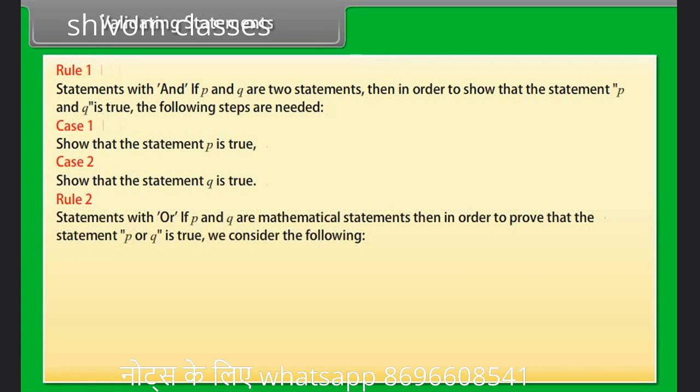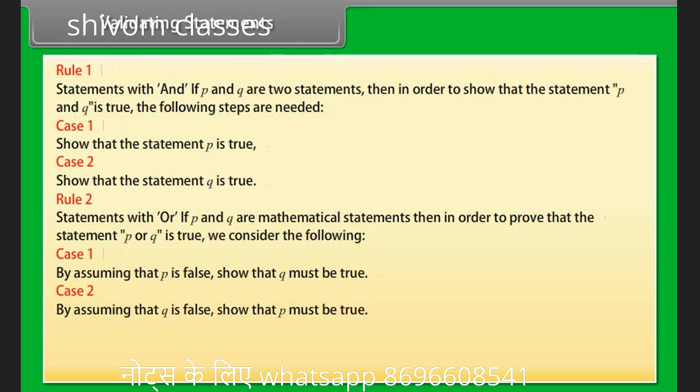Rule 2. Statements with or. If P and Q are mathematical statements, then in order to prove that the statement P or Q is true, we consider the following. Case 1. By assuming that P is false, show that Q must be true. Case 2. By assuming that Q is false, show that P must be true.